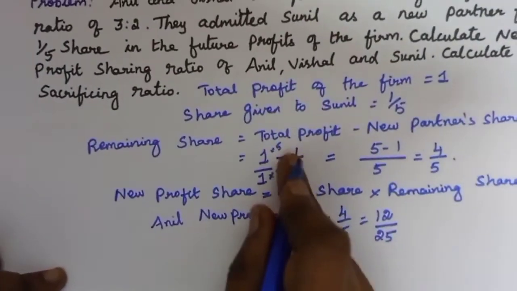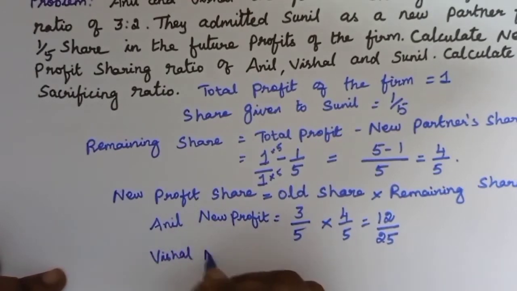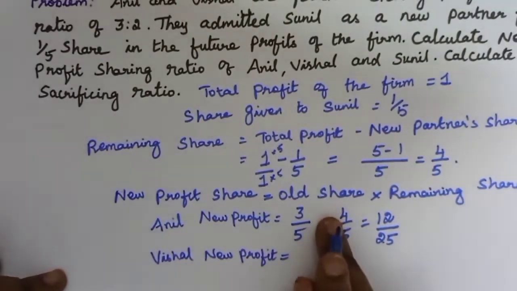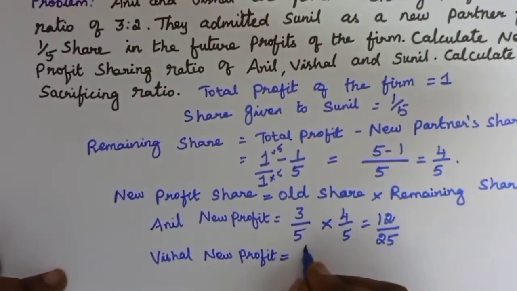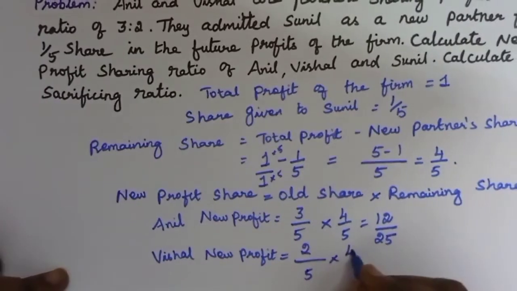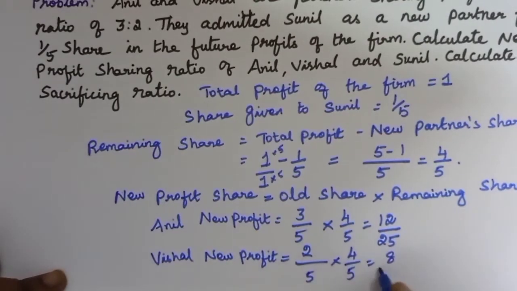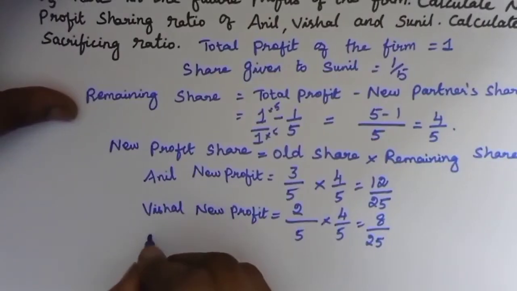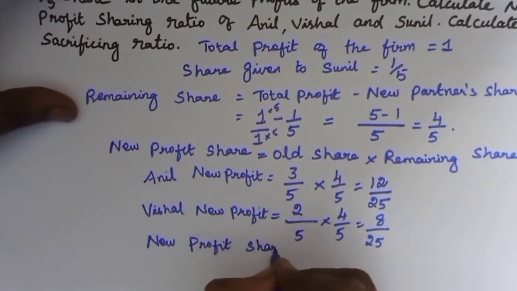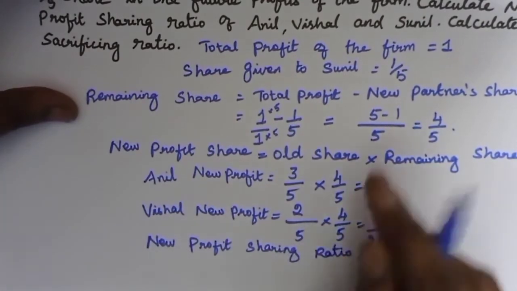Next, we have to find out Vishal's new profit. In the same way, Vishal's new profit is equal to old share. Share of Vishal is 2, total profit is 5, remaining share 4/5. 2 into 4 is 8, 5 5s are 25. The new profit sharing ratio is for the 3 partners Anil, Vishal and Sunil.